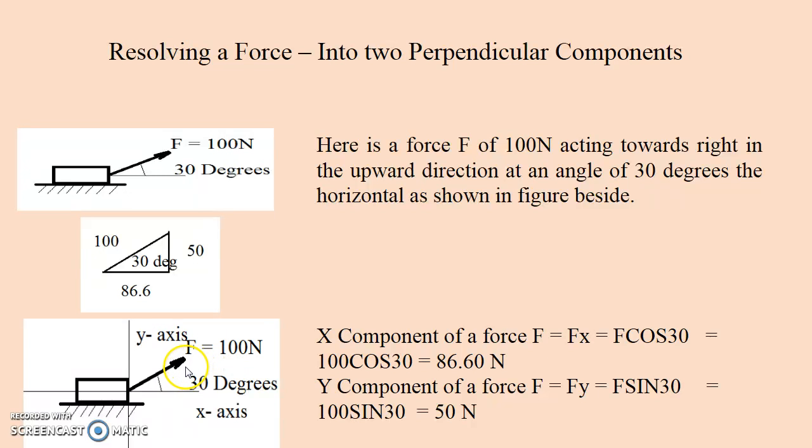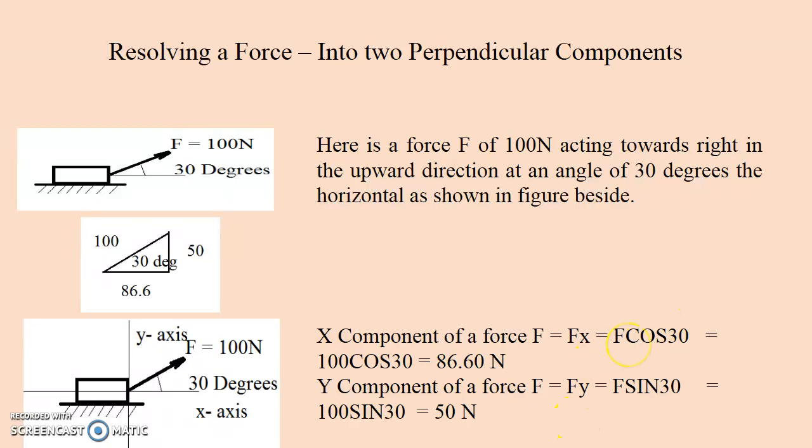If we write the x component of this force, that is the effect of this force in the x direction, it is represented by F suffix x. It is F cos 30 degrees because 30 degrees is the inclination made by this force with the x-axis. So the component of the force along x direction is F cos 30, and the component of the force along y direction is F sin 30.